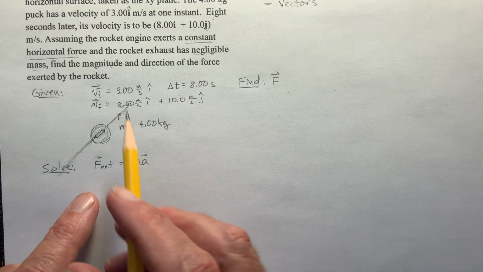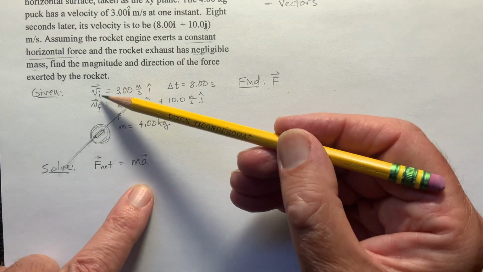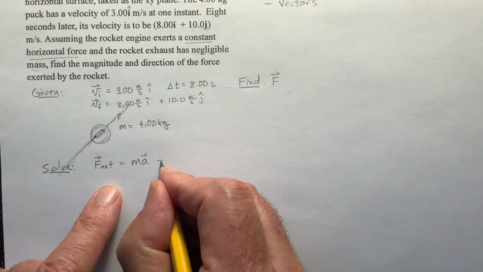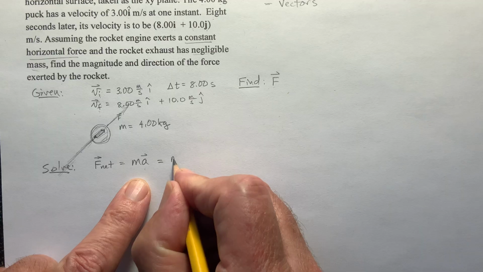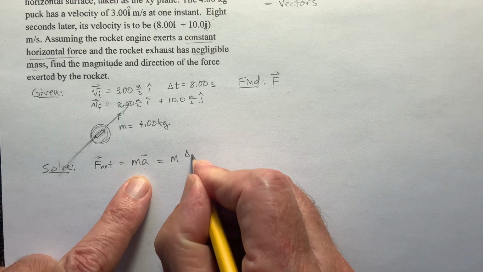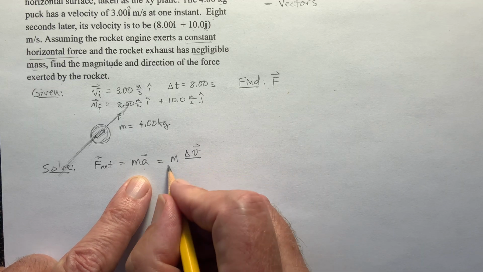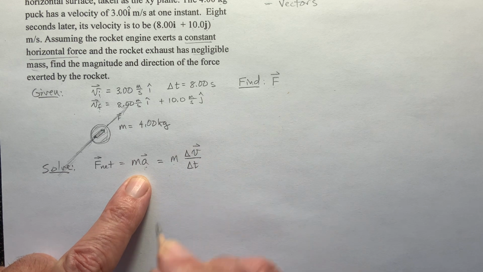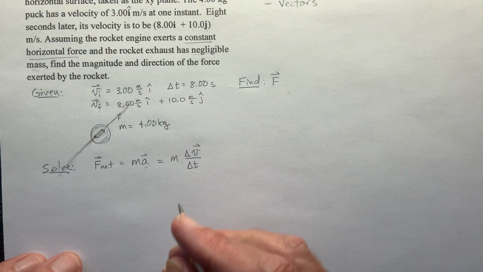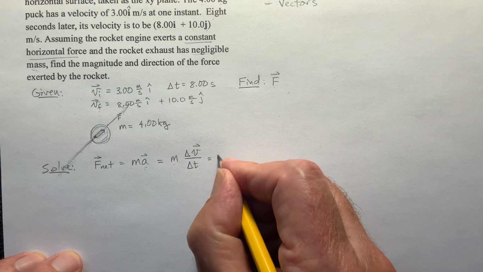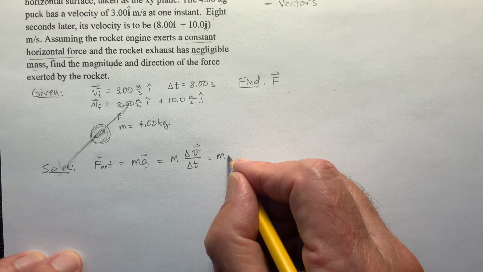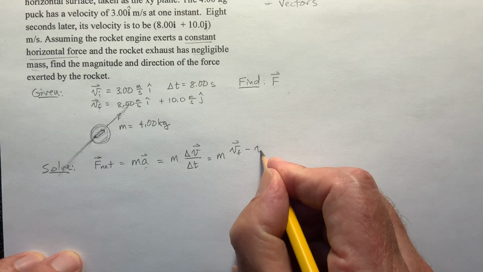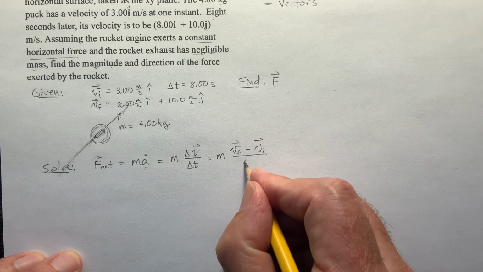Okay, so now we need to break that down, because notice what we know. We know the final and initial velocities, and we know the time. Well, we can relate that to acceleration, right? Because the net force is mass times acceleration, and acceleration is a change in velocity over a change in time. So this is going to be the mass times, now what was that change in velocity? Oh, well, that's the final velocity minus the initial velocity, divided by time.